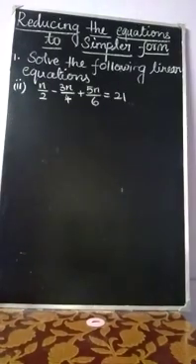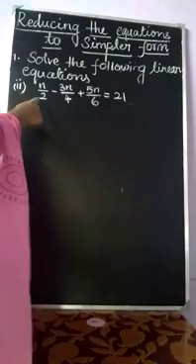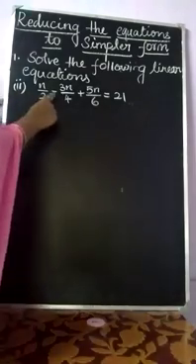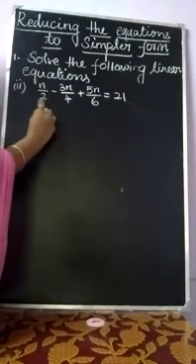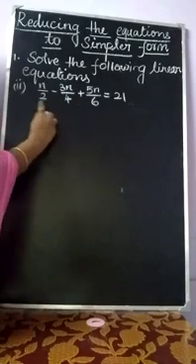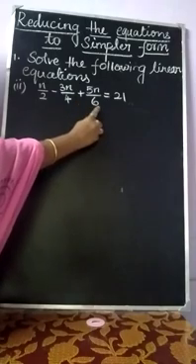Next problem. Solve the following linear equation. n by 2 minus 3n by 4 plus 5n by 6 is equal to 21. It is a linear equation since it involves linear expressions only. We have to first check the denominator values. Different denominators only. So we can't add the values or subtract the values directly.